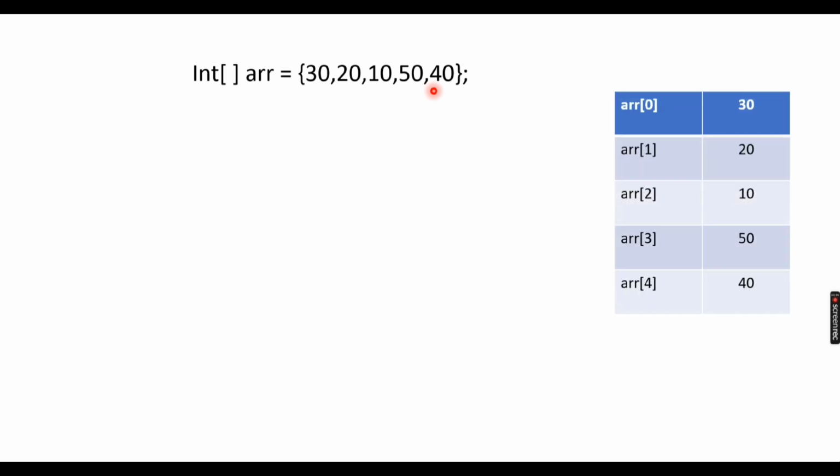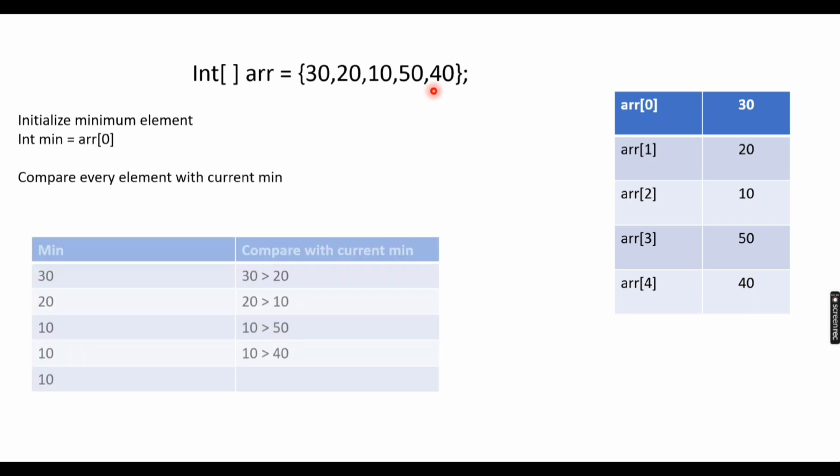So here I have one array which is of integer type and the values present inside this array are 30, 20, 10, 50 and 40. To find the minimum value present inside the array, there are basically three steps that we need to follow. The first thing is you need to initialize the minimum element. So whatever array you are provided with, you need to make one particular element your minimum. Let's say you make that minimum element array of 0. So the array of 0 is 30, right?